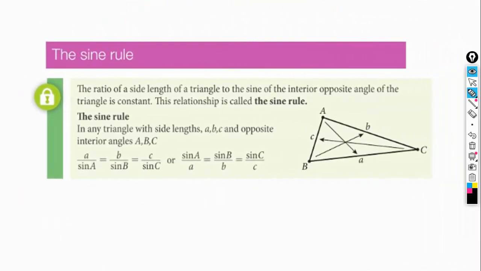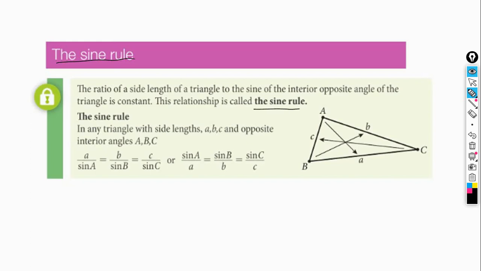So next we're going to take a look at something called the sine rule, which is a very useful rule for solving problems with triangles that are non-right angled triangles. So it says the ratio of a side length of a triangle to the sine of the interior opposite angle of the triangle is constant.